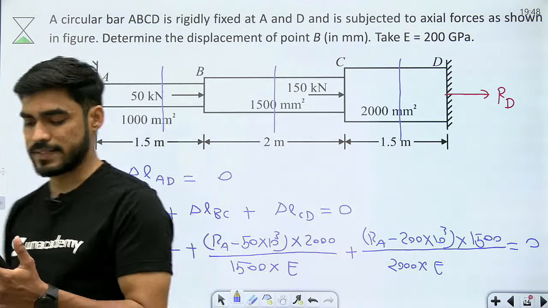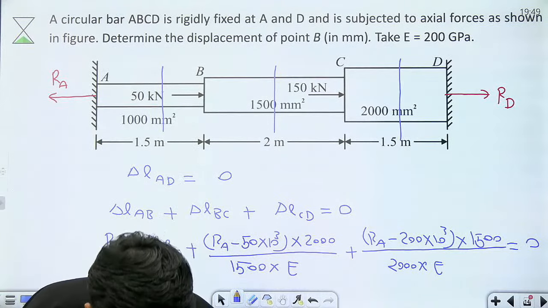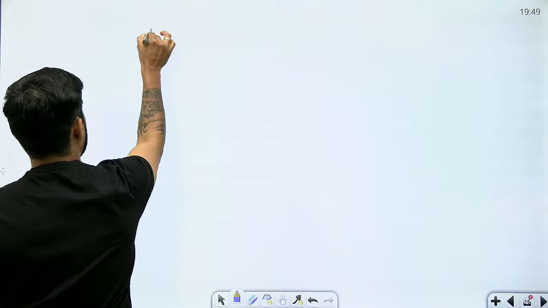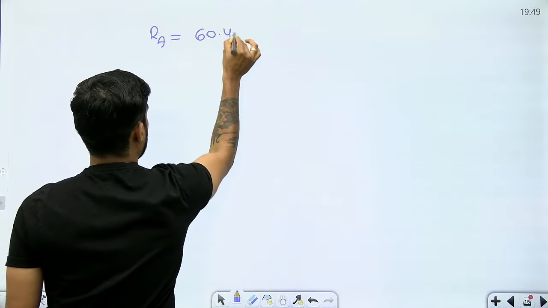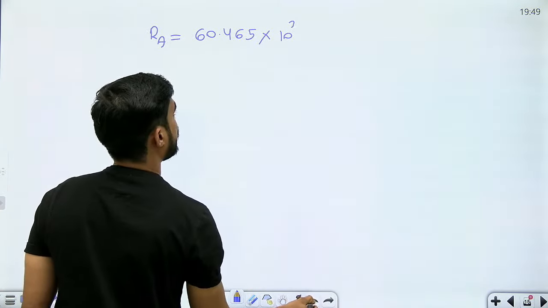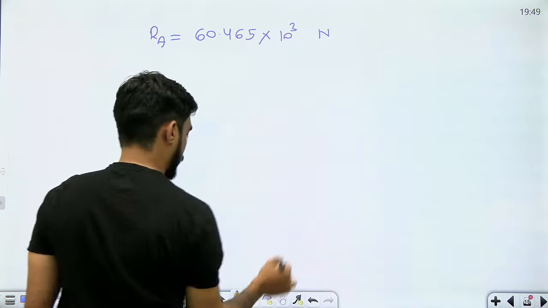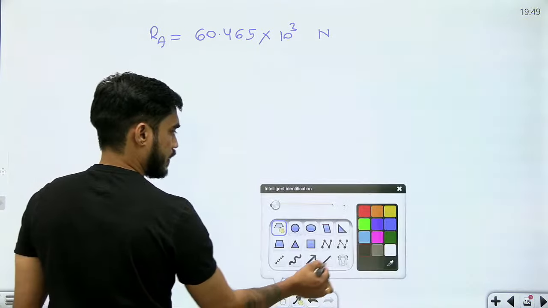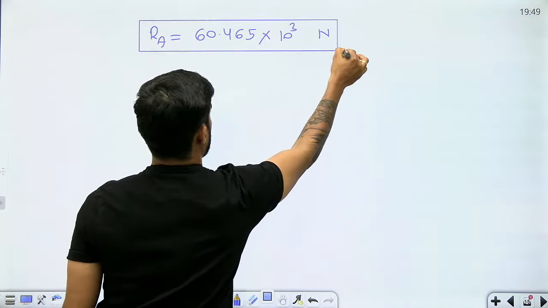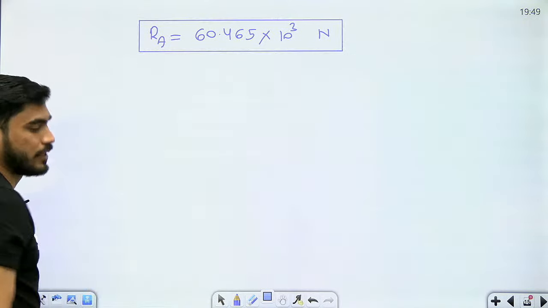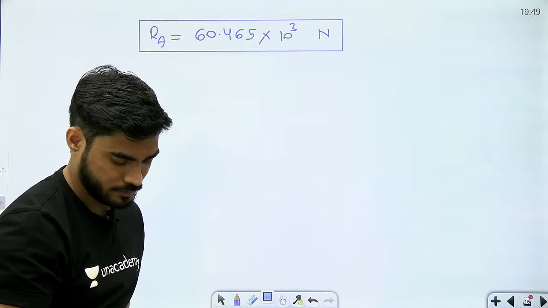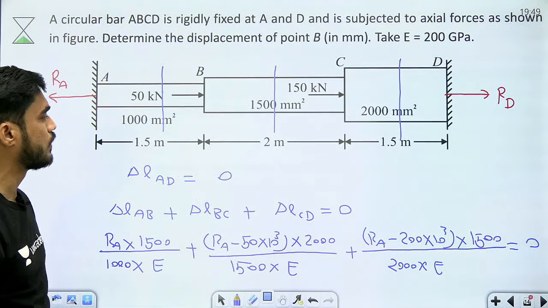So the RA value is 60.465 into 10 to the power 3 Newton. Are you getting this? Are you getting this? Is this the answer you are getting? RA equals 60.465 into 10 to the power 3 Newton. Yes, very good Ashwin, very good.